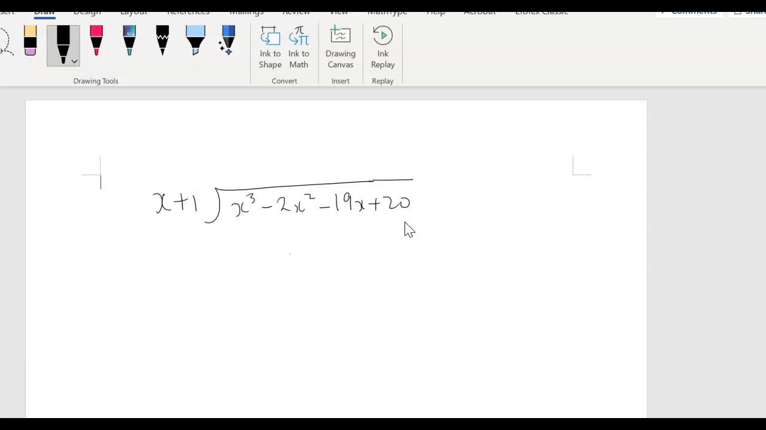So x cubed divided by x is x squared. x squared times x plus 1 is x cubed plus x squared. Sorry, that should be a plus. x cubed minus x cubed is 0. Negative 2x squared minus x squared is minus 3x squared. All right, start the division again.